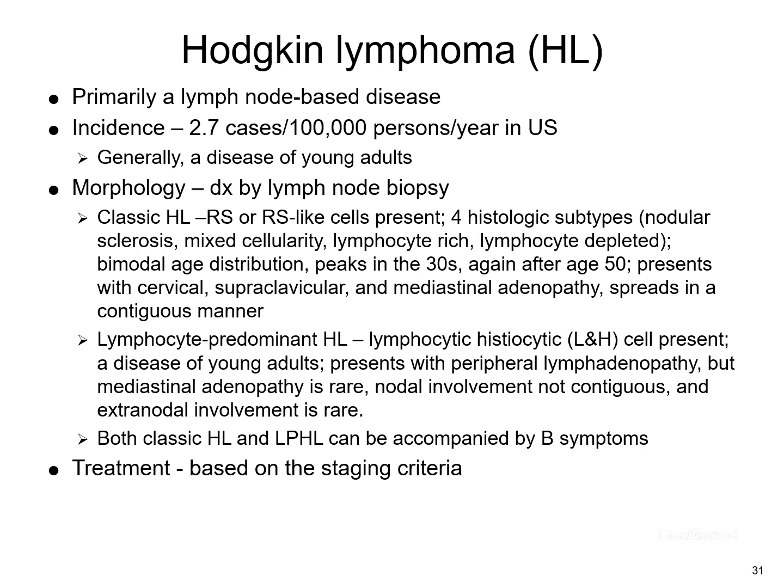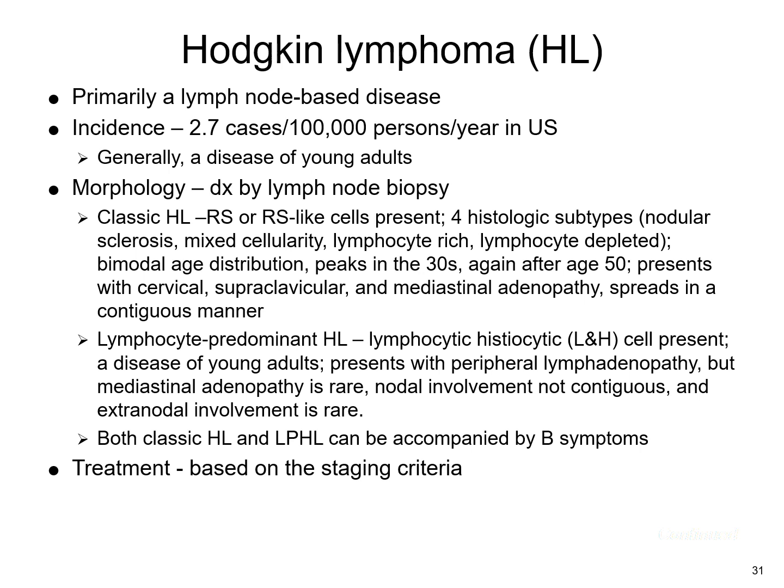Hodgkin's lymphoma is primarily a lymph node-based disease with about 2.7 cases per 100,000 persons per year within the U.S., and it's generally a disease of young adults. Now, morphology is going to be used to make a diagnosis, and this is going to be based off a lymph node biopsy. So there are two forms that we typically will see and are going to discuss, which are classic Hodgkin lymphoma and then the lymphocyte predominant Hodgkin lymphoma.